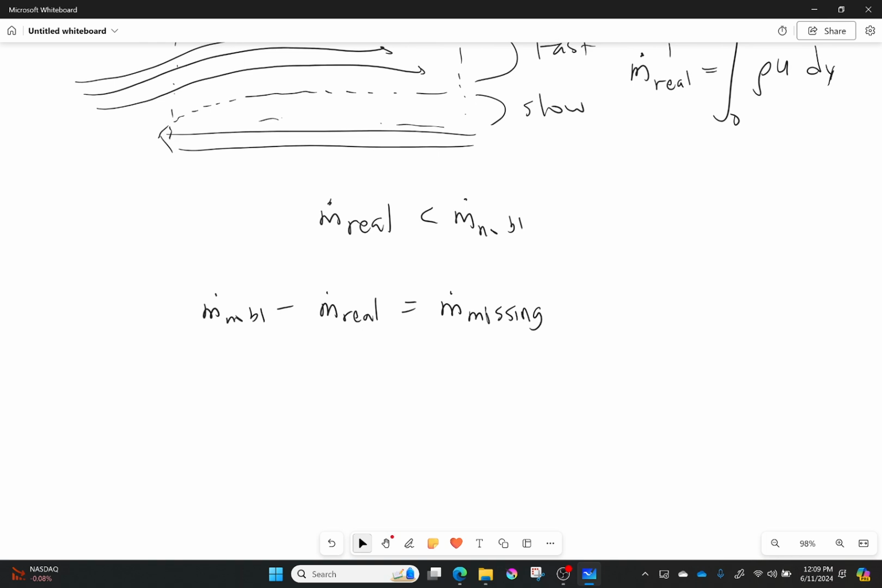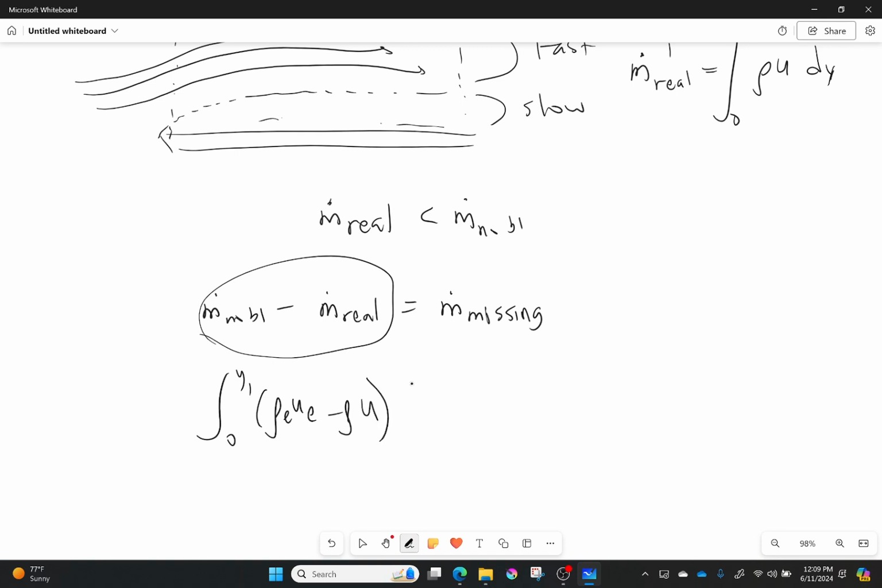So I can then write that out if I want to. I'll say this first part right here, I have an equation for it already, so I'll just write it out as the integral. So that'll be the integral from 0 to y1. This is the integral we had earlier, times rho e u e. That's the case where I'm saying I have no boundary layer, which is not realistic, minus the real density and velocity. And that's equal to this m dot.